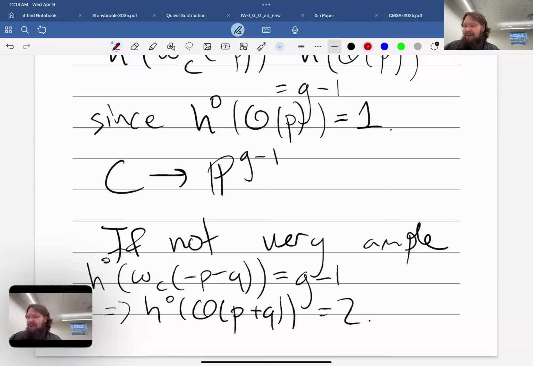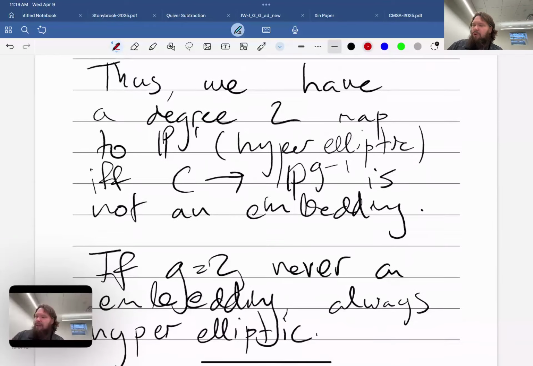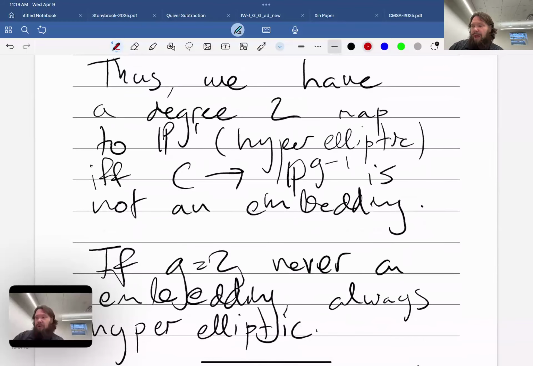So what would that mean? That would mean that I removed 2 points and I got a g minus 1 dimensional space of sections. When I apply Riemann-Roch and Serre duality, that's telling me I have a degree 2 divisor where the space of sections is 2-dimensional. So that tells me I have a degree 2 map to P1. It's a cool thing that you can recognize these hyperelliptic curves, the ones with degree 2 maps to P1, if and only if this canonical map is not an embedding.